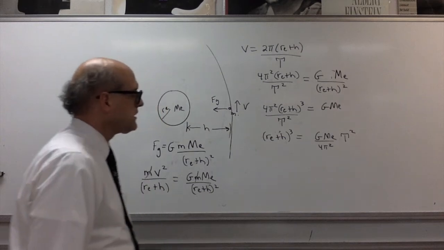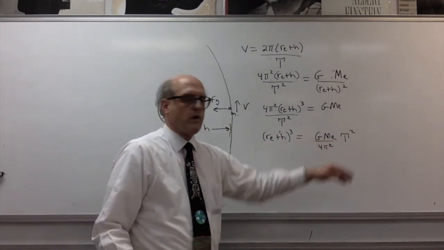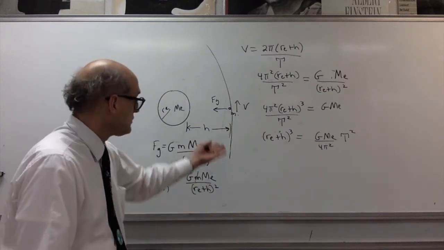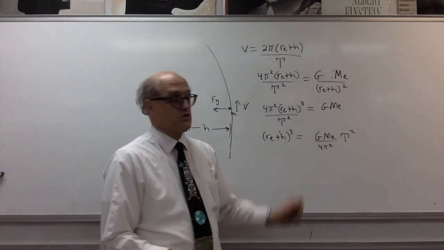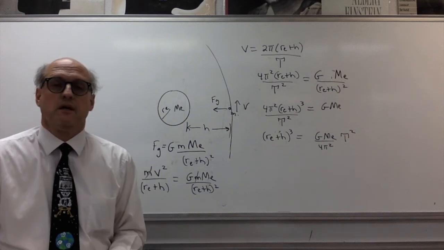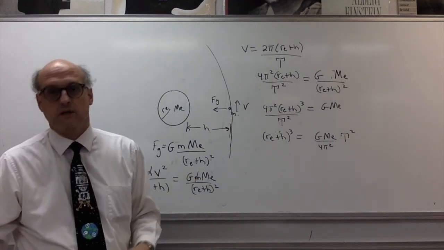And this is actually known as Kepler's third law. It says that the square of the time it takes a planet to go around the sun, or in this case a satellite to go around the Earth, is proportional to the cube of the center-to-center distance between the satellite and the Earth, or a planet and the sun.